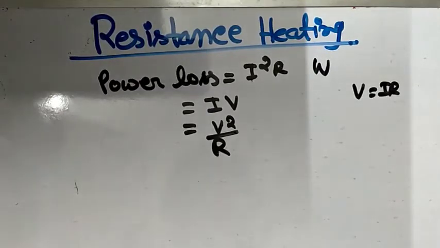Now, unlike induction heating and dielectric heating, resistance heating works equally well with low voltage and low frequency supply, even with DC. In resistance heating, all the energy given to the heating element is converted to heat, and there is loss of energy only in delivering the converted energy from the heating element to the heating load.